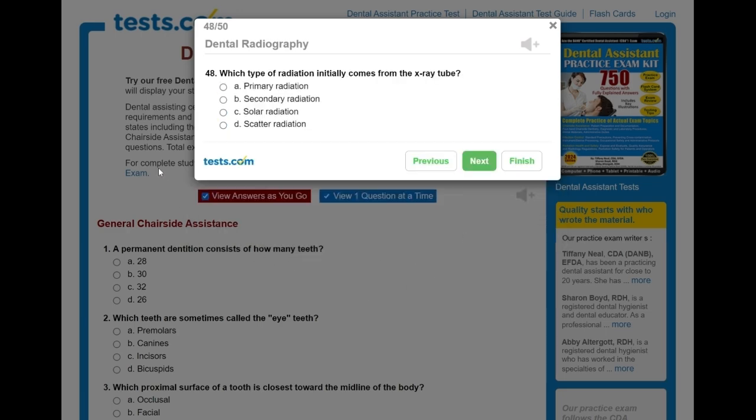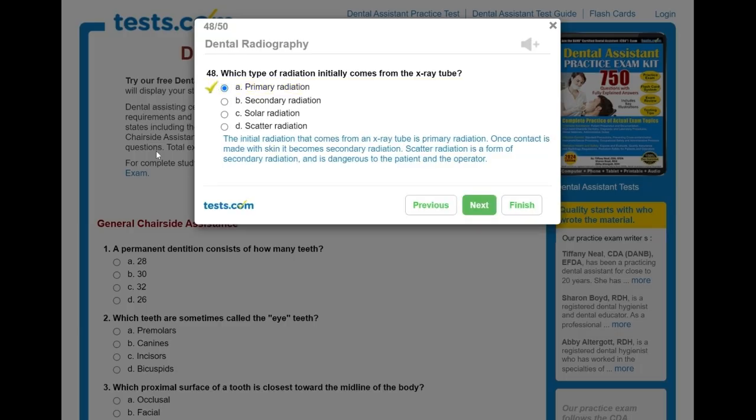Question 48. Which type of radiation initially comes from the X-ray tube? A. Primary radiation. B. Secondary radiation. C. Solar radiation. D. Scatter radiation.